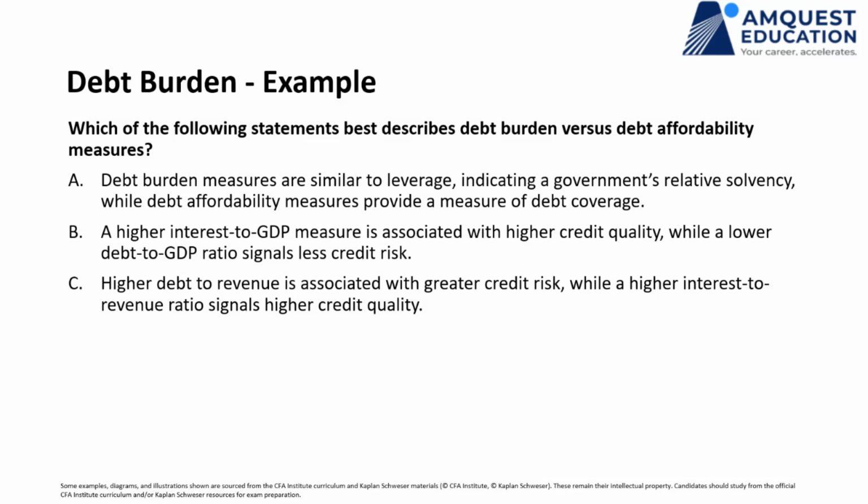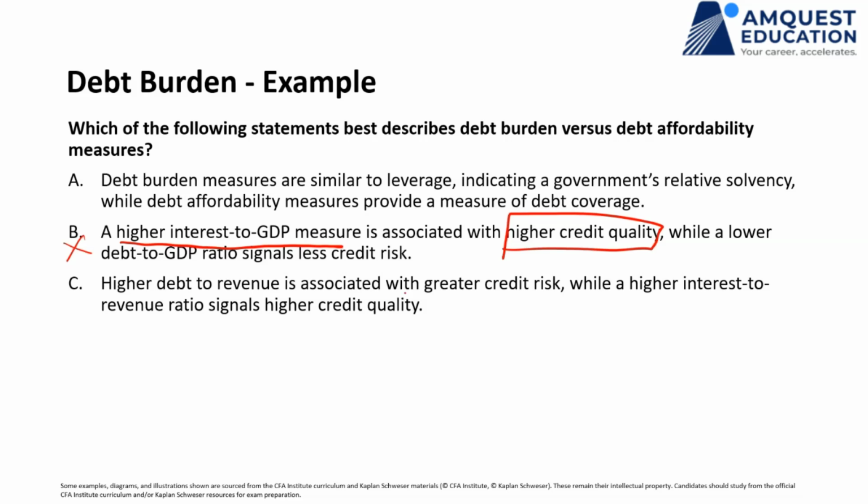A higher interest to GDP measure is associated with higher credit quality, while a lower debt to GDP signals less risk. No, no, no. This is wrong. Higher interest to GDP means you are paying a lot of interest, right? And if you are paying a lot of interest, it cannot be higher credit quality. This is going to typically be lower credit quality, right? So this cannot be the right answer.